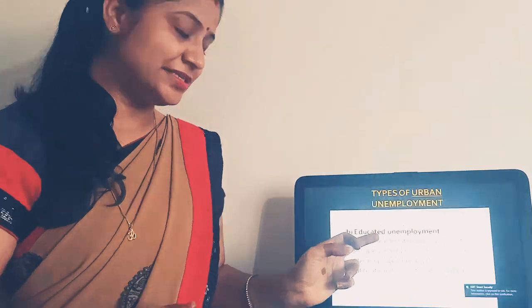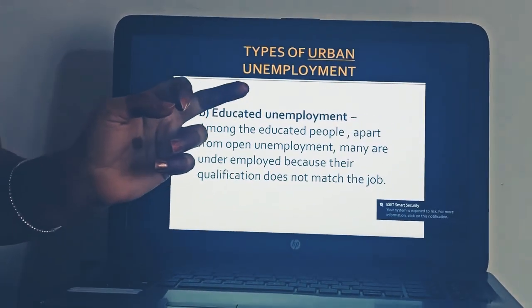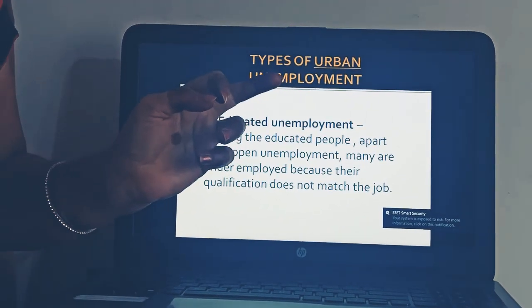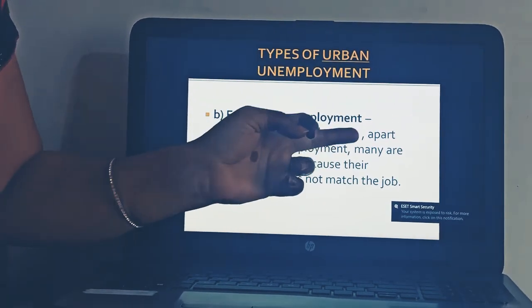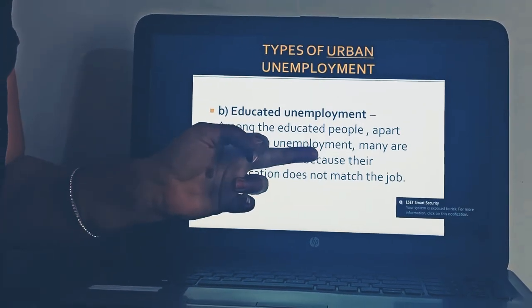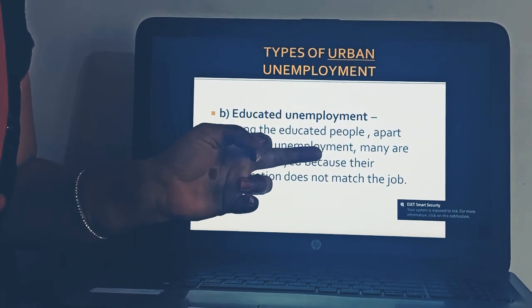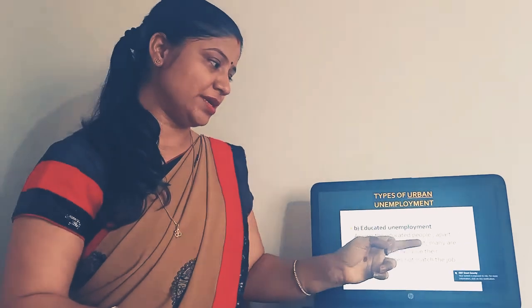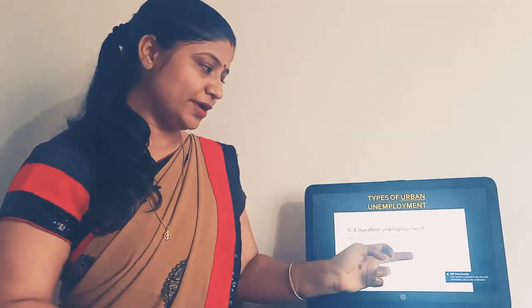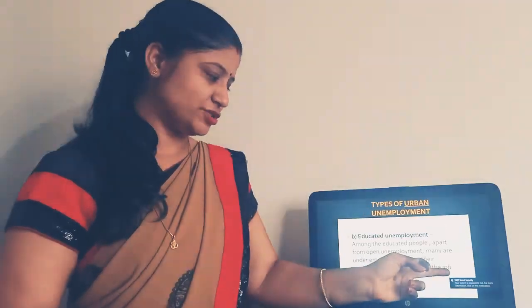That is called industrial unemployment. This was the first classification of urban unemployment. Let us see the next one, that is educated unemployment. What is educated unemployment? Among the educated people, apart from open unemployment, many are underemployed because their qualification does not match the job.